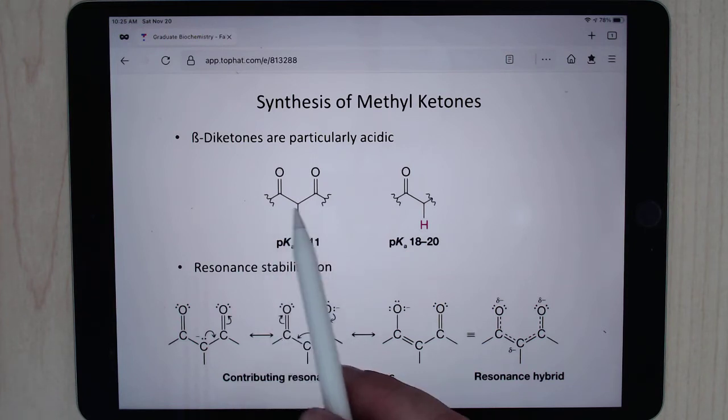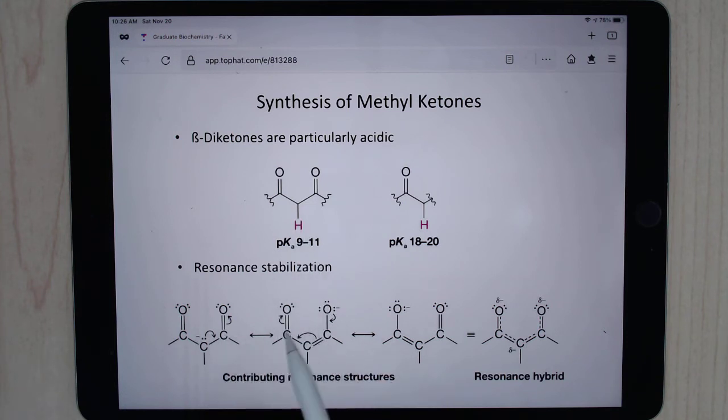So it's really easy to take these off, and the reason for this is the fact that you can get this negative charge onto three different atoms, two of which are incredibly electronegative. Right? So we can get it here or here with the resonance structure. So that makes removing this not a big deal for the molecule, so it happens readily.